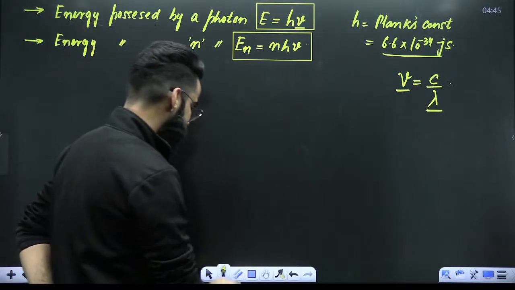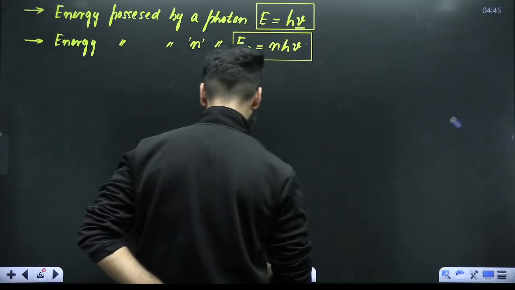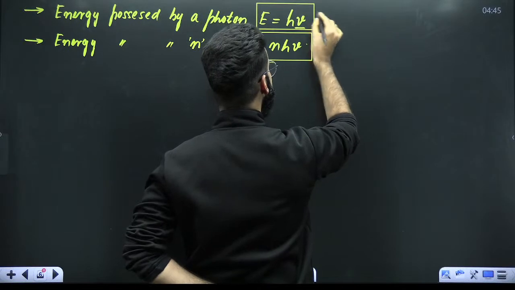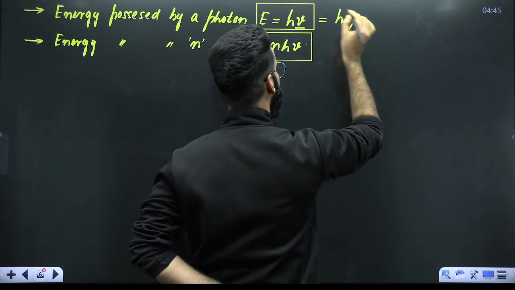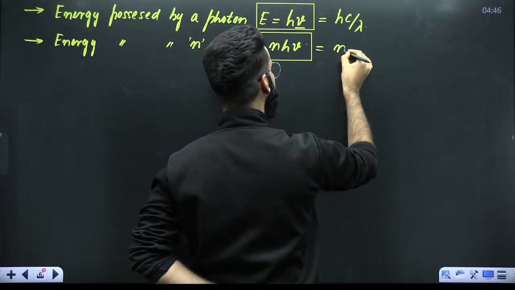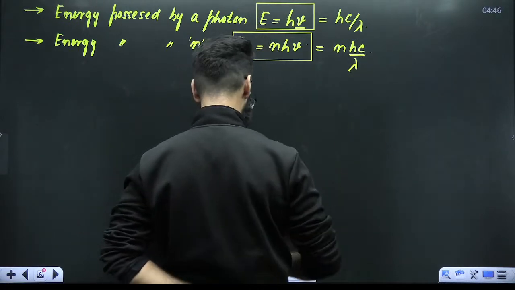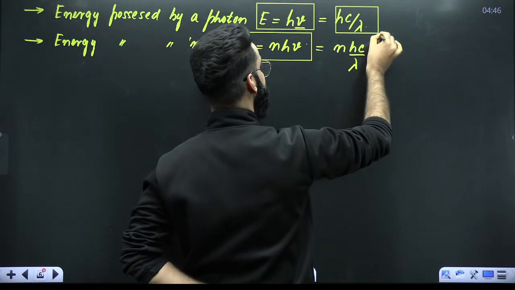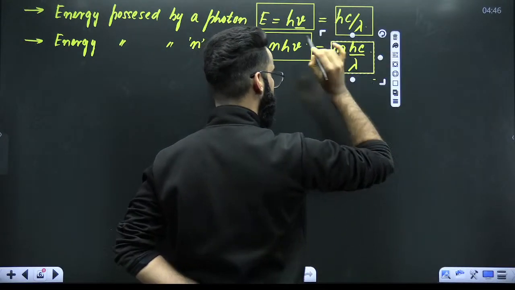So, my dear students, the result which I wrote in the beginning, can I write the same result in a different format? I'll say E is equal to h nu, or I can say E is equal to hc divided by lambda. Similarly, E is equal to n times h nu. It can be written as nhc divided by lambda. This is the energy possessed by one photon. This is the energy possessed by n number of photons.